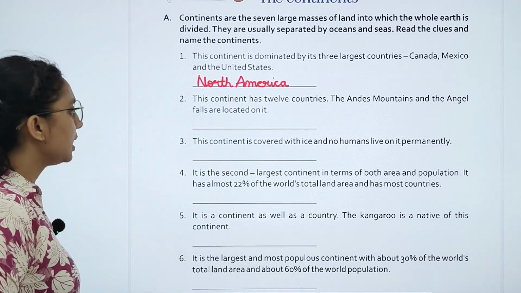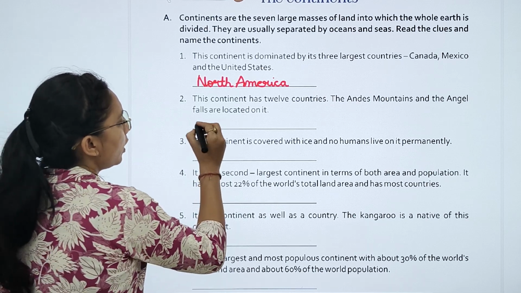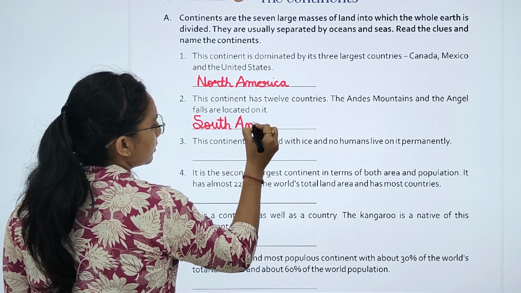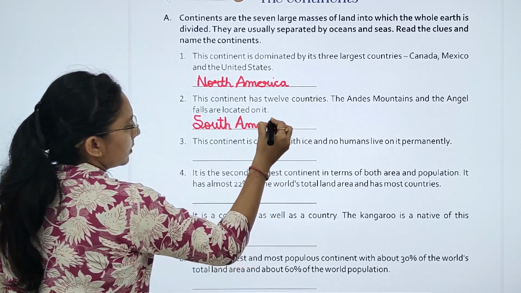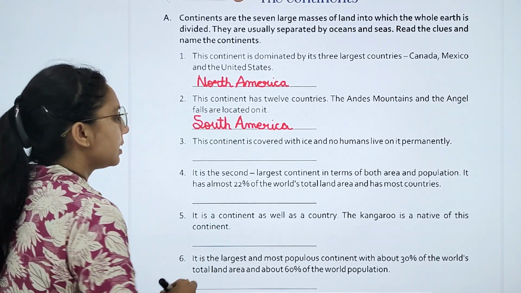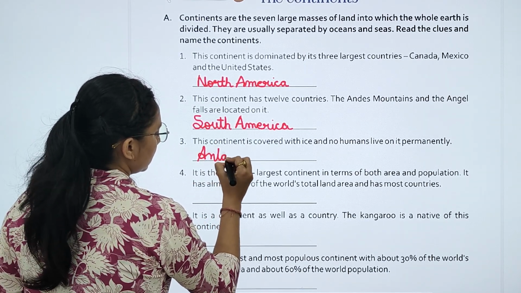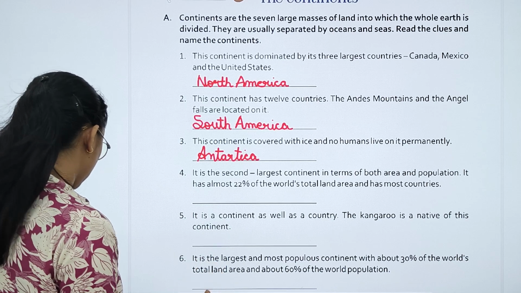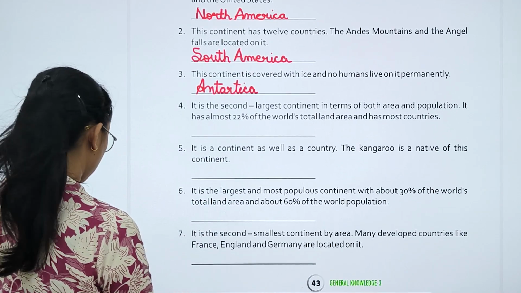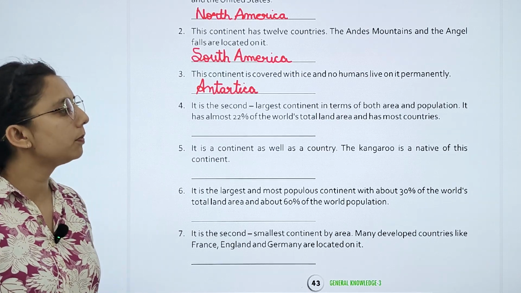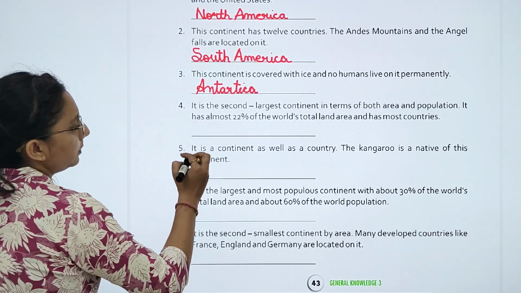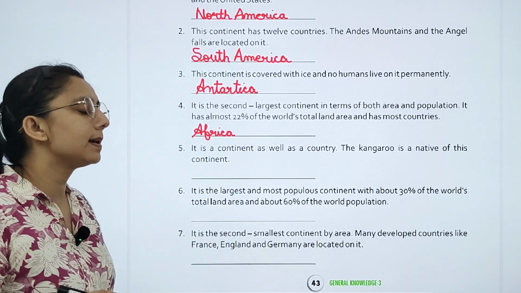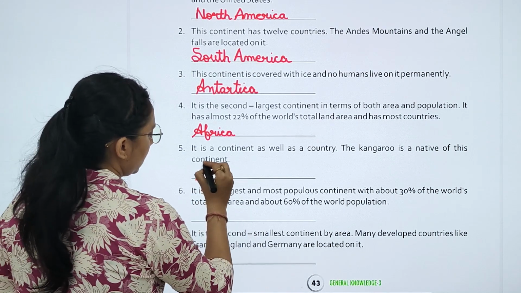Right? The continent has 12 countries. Andes mountain है, Angel Falls है. The continent covered with ice and no human lives, that is Antarctica. It is the second largest continent in terms of both area and population. What is it, that is Africa. It is a continent as well as a country, right? The kangaroo is native, that is Australia.